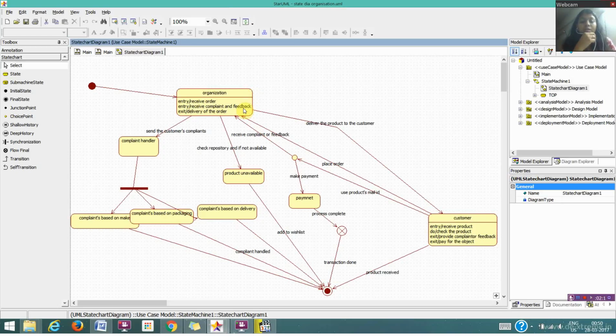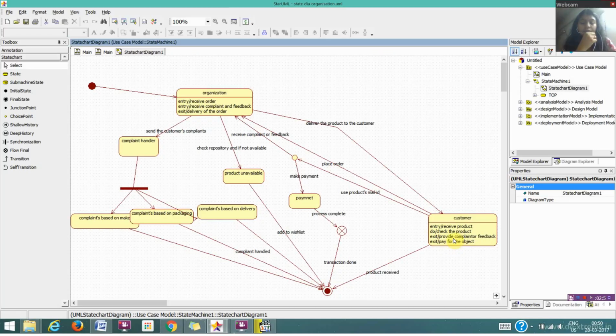The transition between the organization state and the customer state is made when the product is delivered to the customer. When this particular action takes place, this is the transition that helps to move from the state organization to the state customer. So when an organization delivers the product to a customer, it moves to the state customer. Once the product is delivered, the entry action would be to receive the product, and what this state does is check the product for any faults or defaults, and the exit action is going to be to provide a complaint or feedback, or to pay for the product.